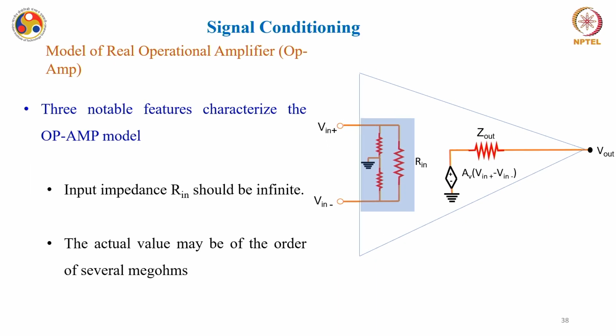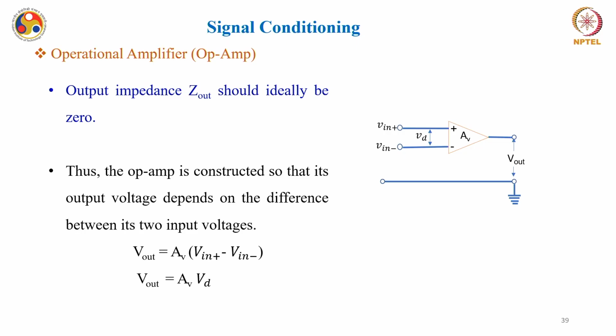So based on whatever we have learned till now, we can say that there are three important characteristics of an op-amp. The three notable features that characterize this op-amp model are: the input impedance Rin should be infinite. We have seen that it is a few hundreds of kilo ohm, but ideally it is infinite. The actual value may be of the order of several mega ohms or hundreds of kilo ohms. The output impedance Z out in this case should be 0.